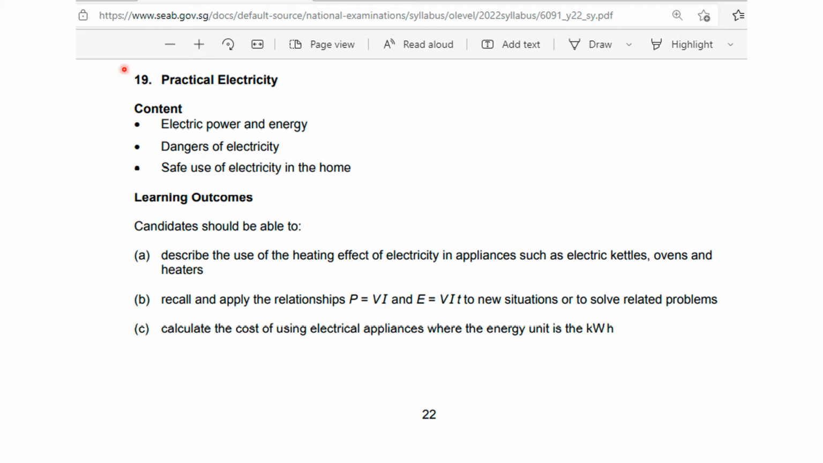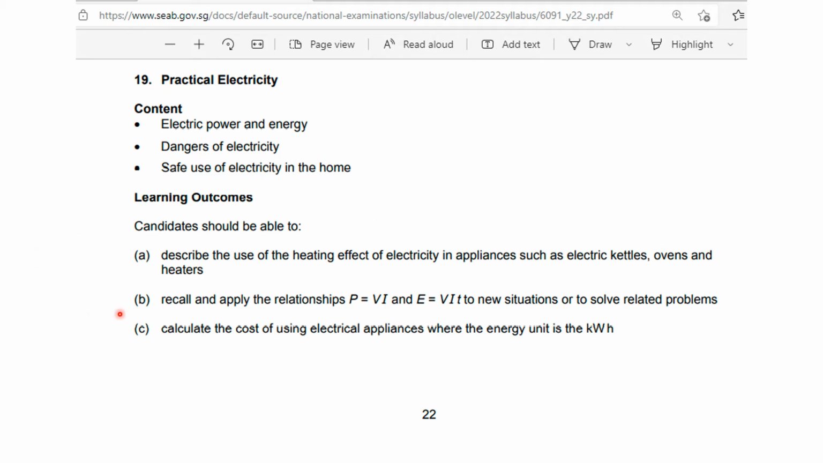Firstly, under practical electricity, you need to be able to describe the use of the heating effect of electricity in appliances such as electric kettles, ovens, and heaters. Basically, what this means is that you need to know the energy conversion. For such appliances, the main form of energy that we need from them is heat. So electrical energy is being converted to heat energy when we use these appliances.